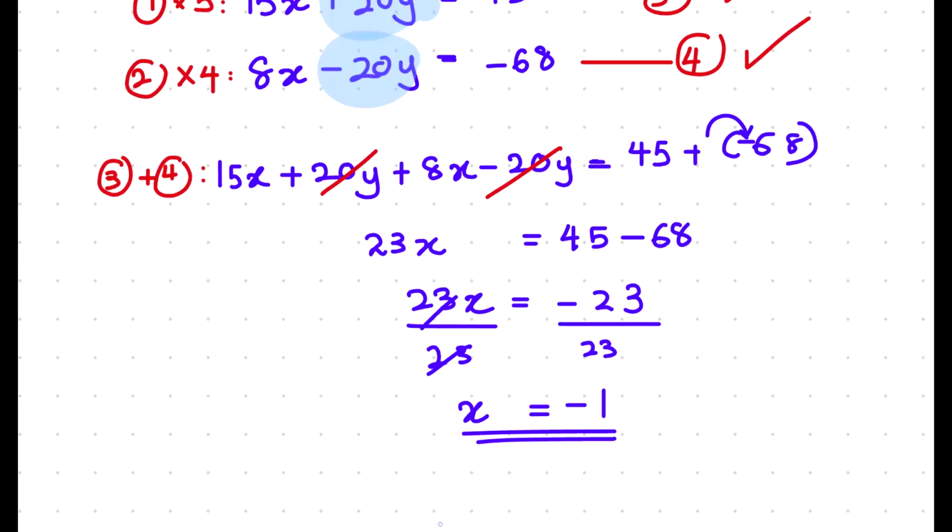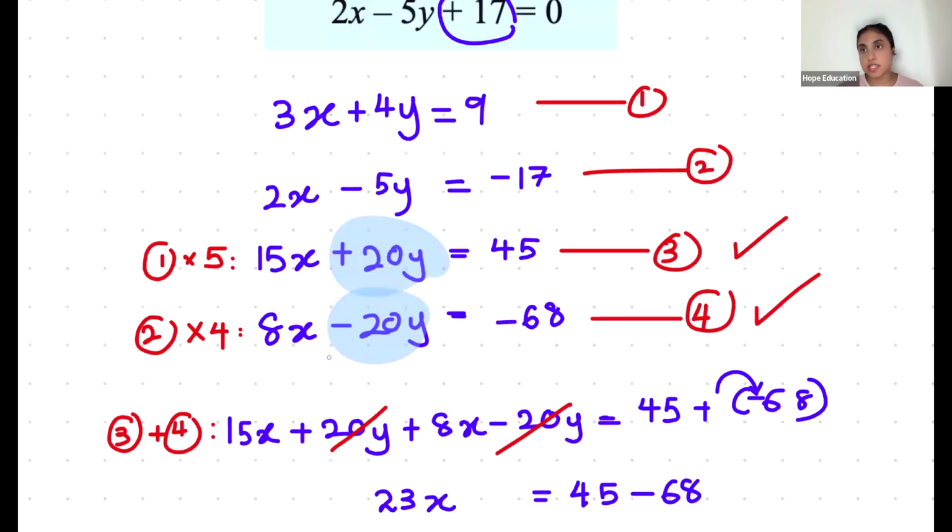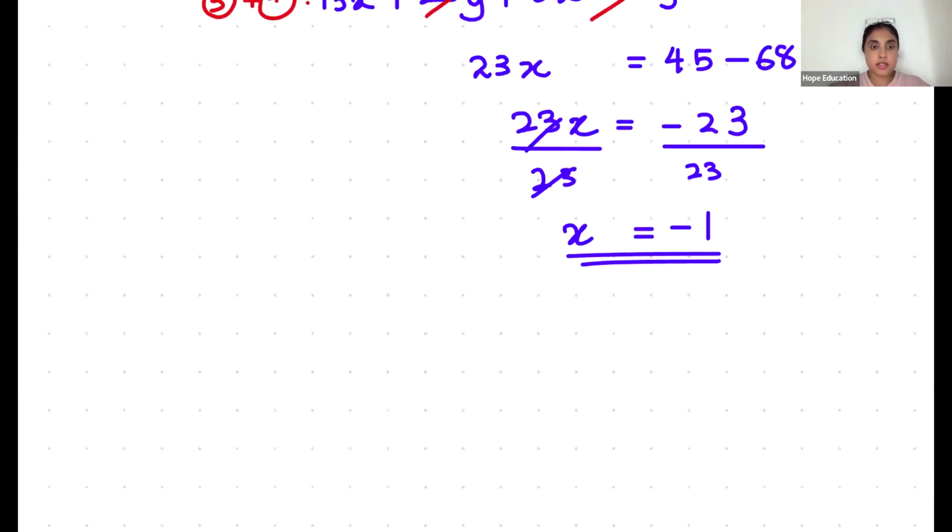Now, just finding x is not enough. We also have to find y, right? So you can pick one of our previous equations and you can substitute the value of x to find y. I will use this one. 3x plus 4y equals 9. So I will write substituting in 1. So first equation we have 3x plus 4y equals 9.